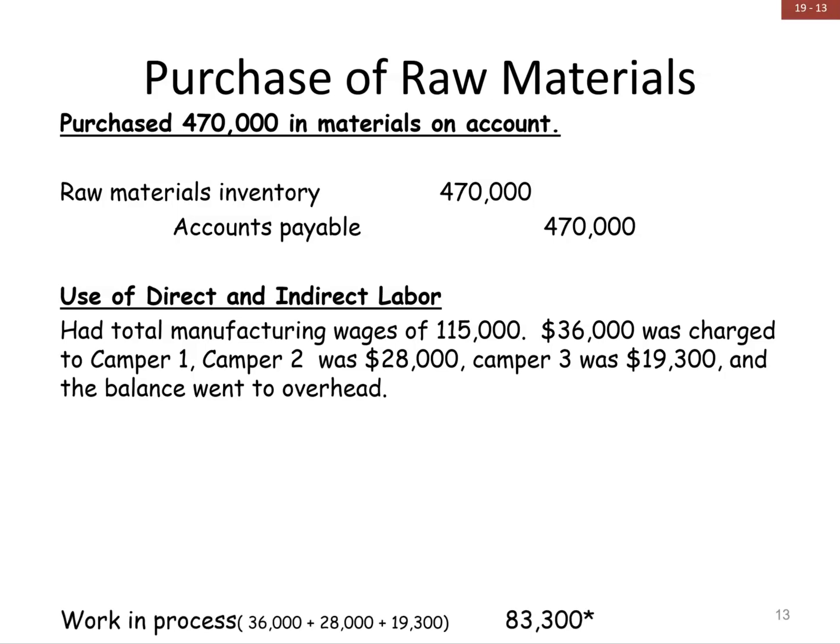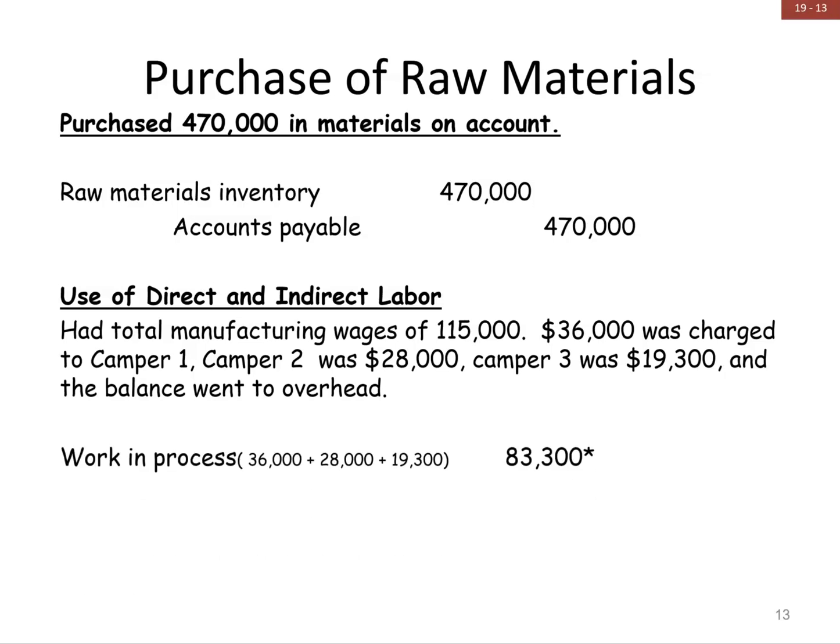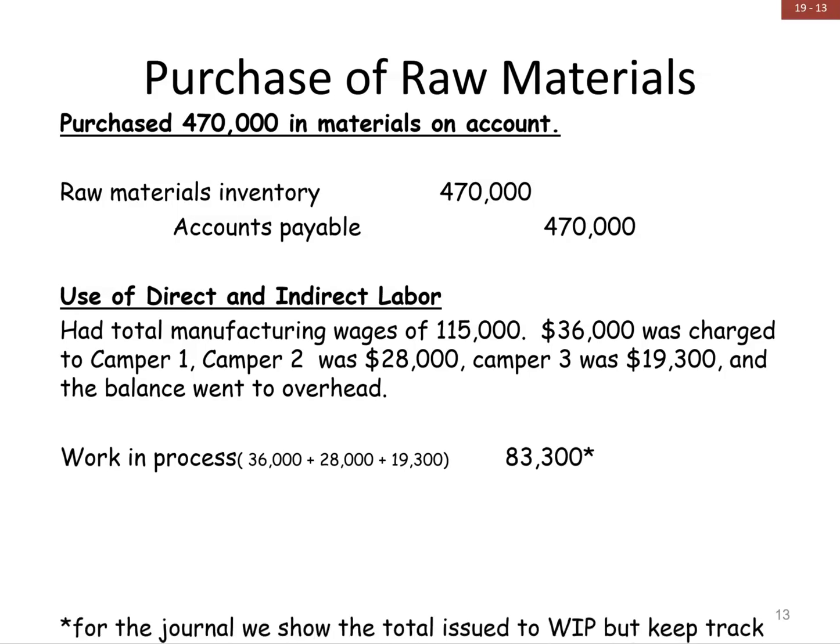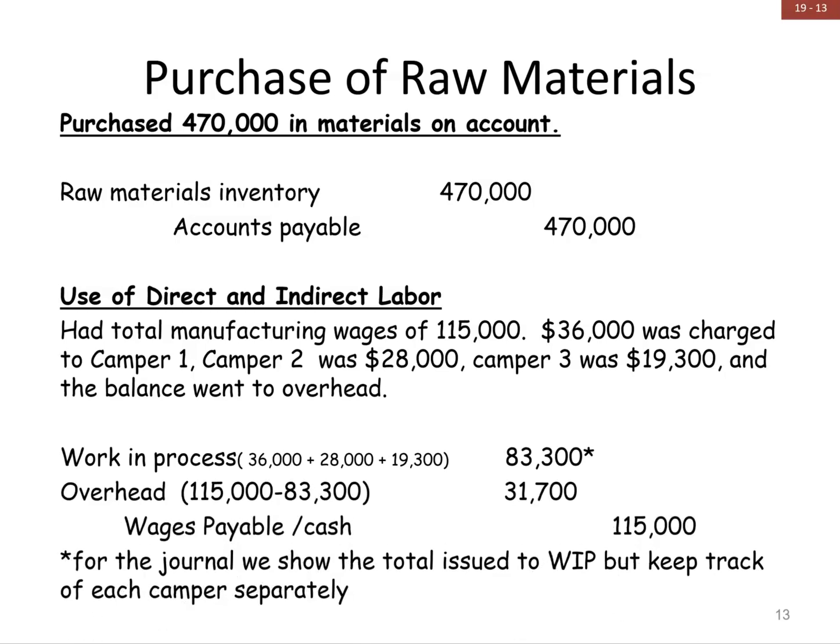But when we book it, remember this when you're doing your homework, you have to add all these together to book the journal entry. So it goes to work in process, and the offset portion $31,000. The difference here for the wages would go to overhead. And then the offset would be wages payable.